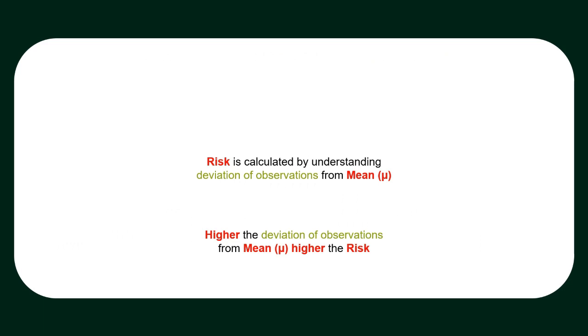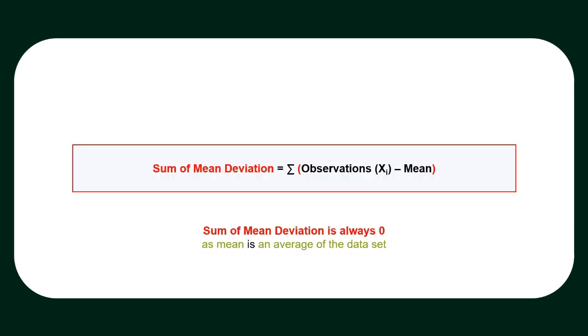After understanding mean, median, and mode, we will now analyze deviation of 37 observations around the mean, which implies deviation from the center of the data. The deviation of observations from the mean is analyzed to understand risk. The higher the deviation of observations from the mean, the higher the risk. The question is how to quantify this deviation. First method is to directly calculate the deviation of each observation from the mean, which is called sum of mean deviation.